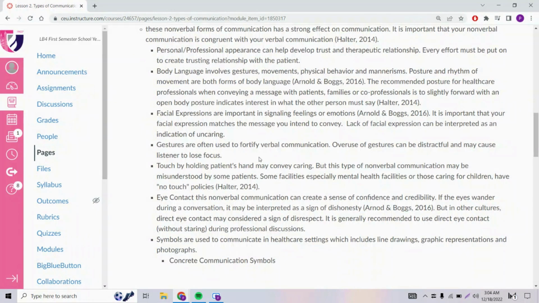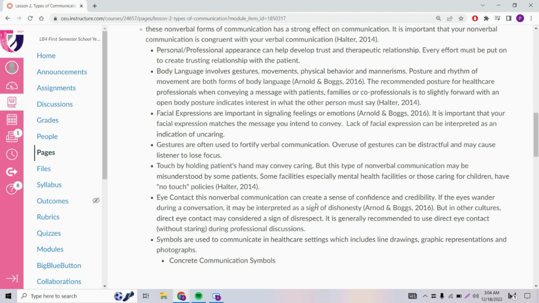Now, gestures are often used to fortify verbal communication. Overuse of gestures can be distractful and may cause listener to lose focus. Now, touch by holding patient's hand may convey caring, but this type of nonverbal communication may be misunderstood by some patients. Some facilities, especially mental health facilities, or those caring for children, have a no touch policy.